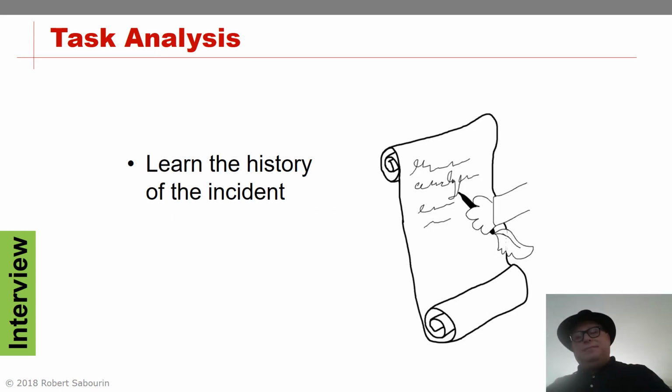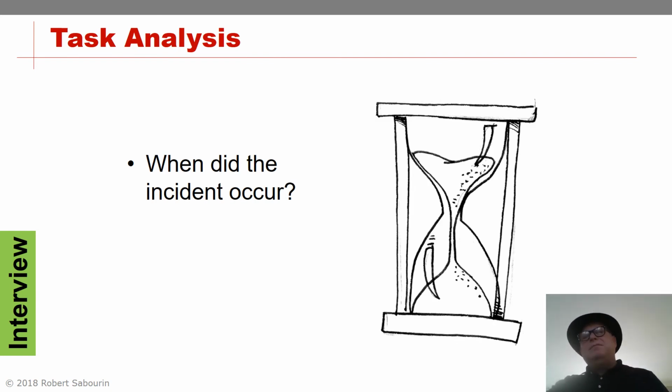Also, I try to learn a little bit about the history of the incident. I want to situate that in the history of the organization or the history of the department. I want to learn a little bit about when the incident occurred. So when in time did it occur? Can we pin down the date, the month, the hour, the year? So when did it occur?